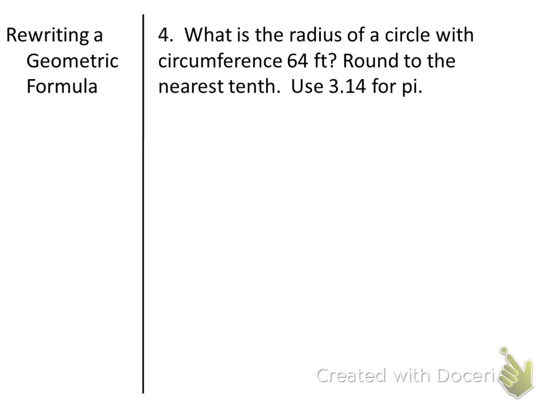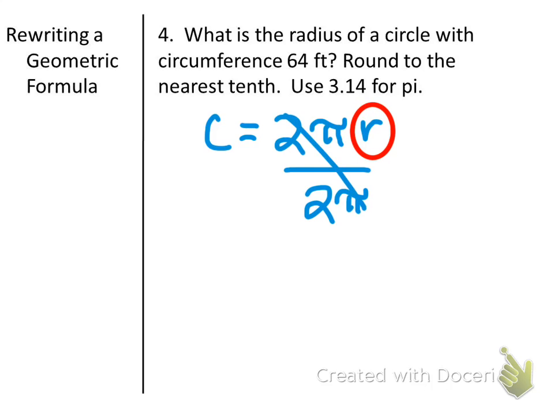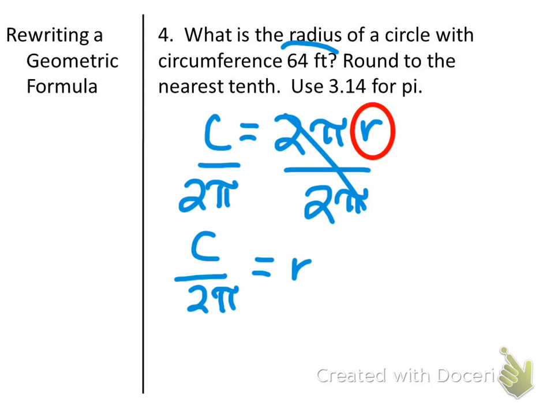Okay, the next problem: what is the radius of a circle with circumference 64, rounded to the nearest tenth? So we know that for the radius of a circle, we use the circumference formula, which is c equals 2 times pi times r. So when we do this, we're just going to solve for r. So we want this to stay on this side and everything else to go to the left side. So we're going to divide by 2 pi. Divide by 2 pi. So now I have rewritten my formula as c divided by 2 pi equals r. They gave us the circumference and they gave us pi, so now we can solve for the radius.